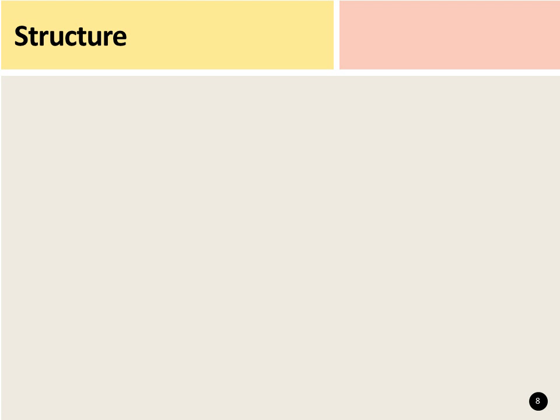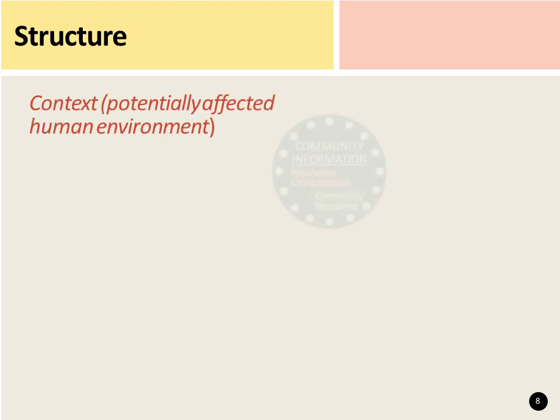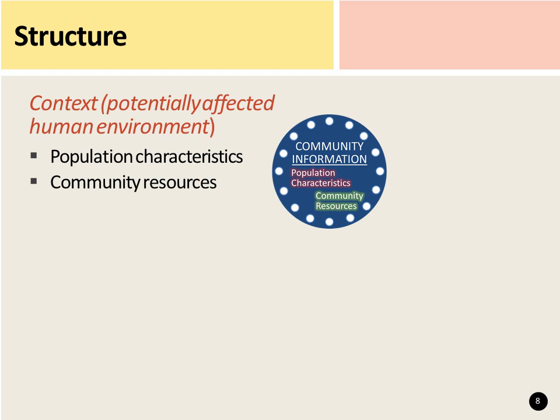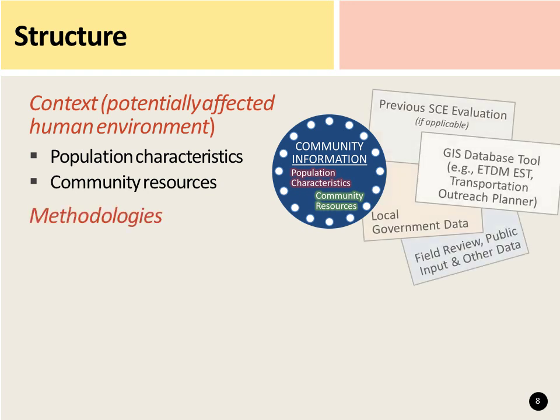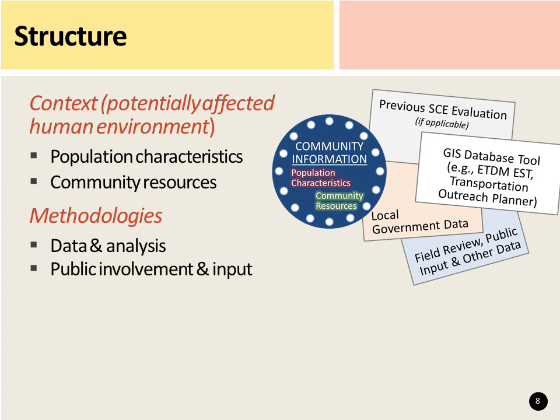In the planning phase, the SCE evaluation results are documented by SCE issue using online forms. In the forms, start out by describing the project context in terms of potentially affected population groups and important community resources. Talk about the data and analysis that were relied on, and about who from the community was involved, how they were involved, and what they had to say.